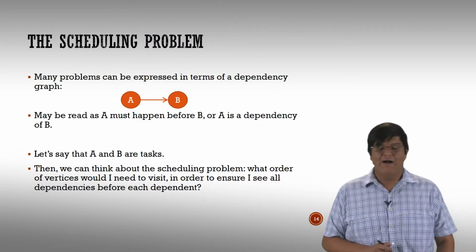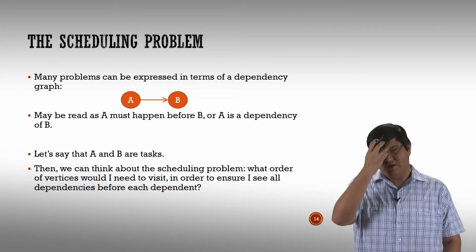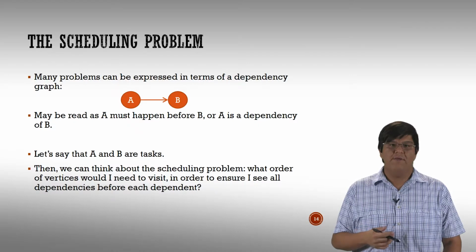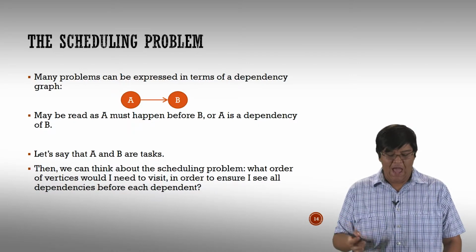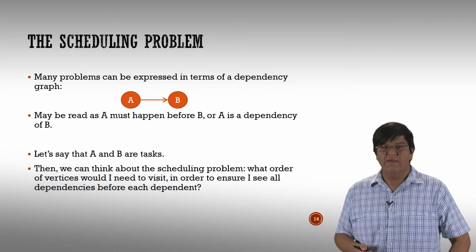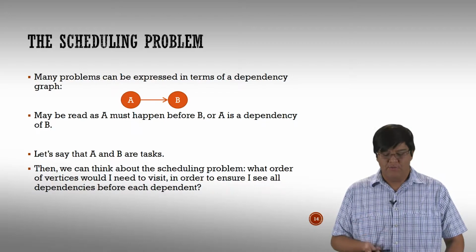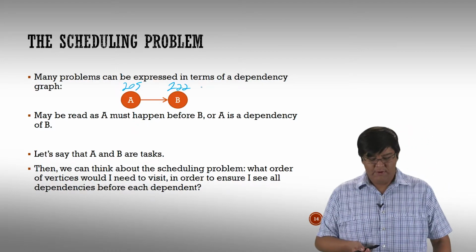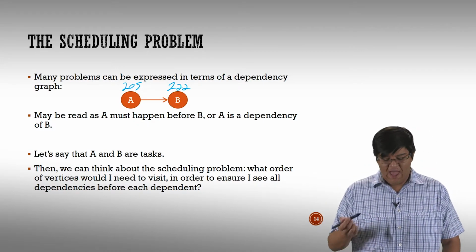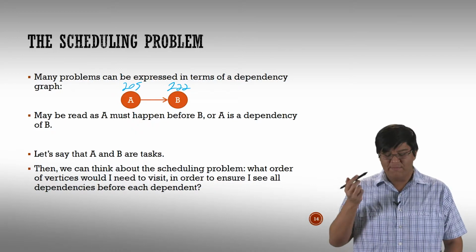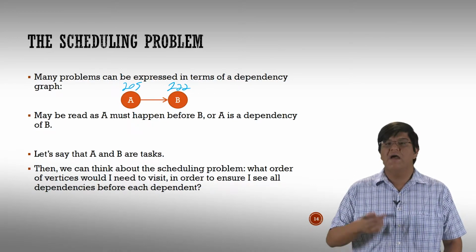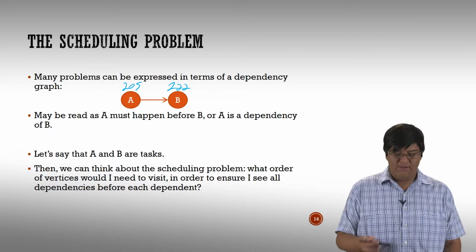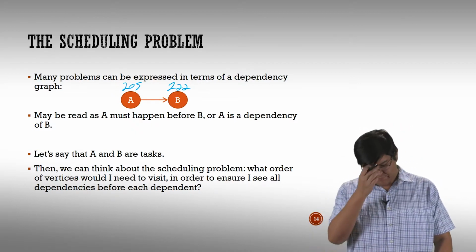All right. So more formally, this is what we call a scheduling problem. A scheduling problem basically is expressed on a dependency graph, where I have A arrow B, which implies A must happen before B. So I must take 205 before I take 222. That's a hard prerequisite. I can't do that one before the other one. Or A is a dependency of B. So the arrow says go from here to there, okay?